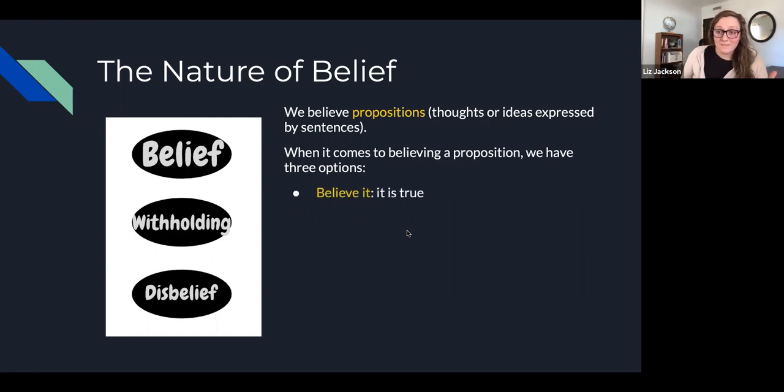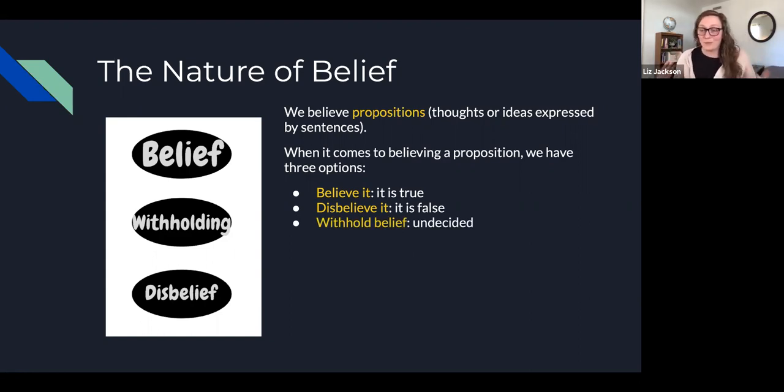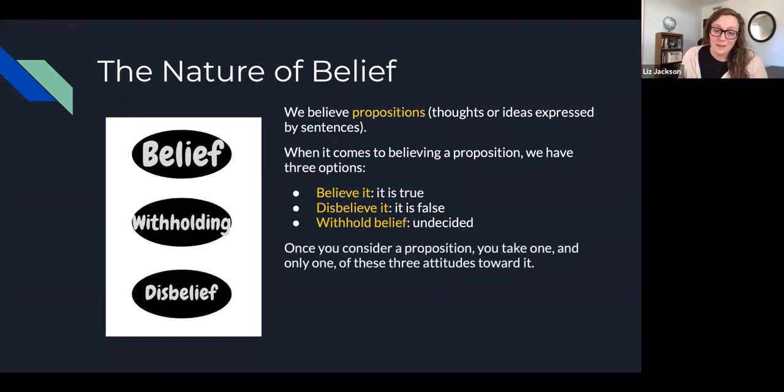We can believe it, which basically amounts to saying it's true. We can disbelieve it, which basically amounts to saying it's false. And then we can withhold belief. That's when you say, I'm undecided on whether this is true or false. I haven't really made a commitment either way. Let me give some examples of each of these.